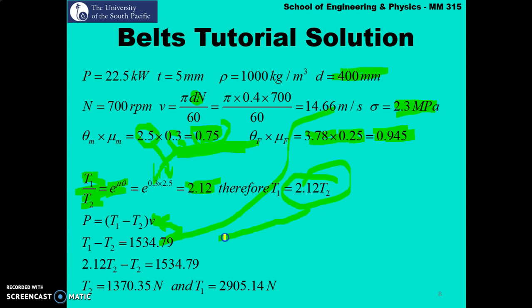2.12 T2. Substituting that over here, we get 2.12 T2 minus T2 equals 1534.79. Therefore T2 is 1370.35, and then using our tension ratio, T1 is 2.12 times T2, so T1 equates to 2905.14 Newton. This was done in order to find the tension in the tight side and the slack side. So T1 is as such.